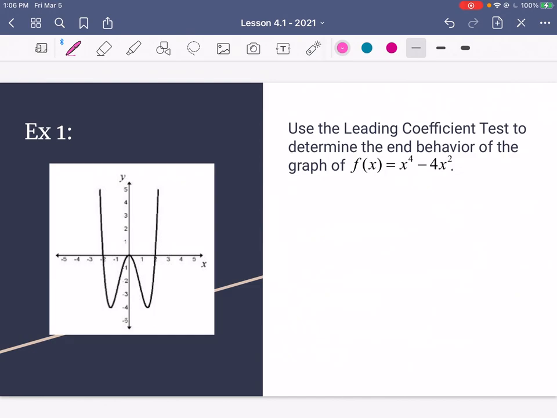It says use a leading coefficient test to determine the end behavior of this graph. So we look at our leading coefficient, we make sure it's in the correct order, and we have the highest exponent first, and then the rest of our exponents should be in descending order. So this one is in the correct order. We've got the highest exponent, the x to the power 4, that comes first. So if I look at this, okay, this is my leading term. So the degree would be 4th degree right here.